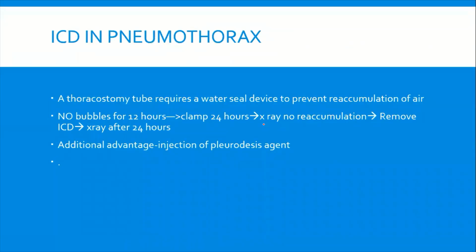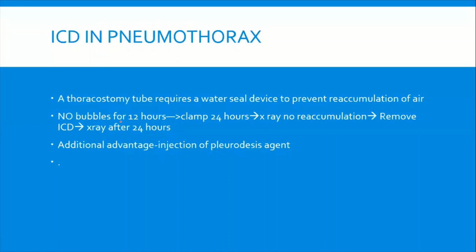ICD, again, should be a separate class in itself. ICD should be a one-way valve. The air should go from the lungs to outside through the tube into a water seal device. It should never be the other way around. That is why a one-way valve. How do you monitor a child on ICD? As soon as you put in the ICD, you will see that water will bubble in the underwater seal.